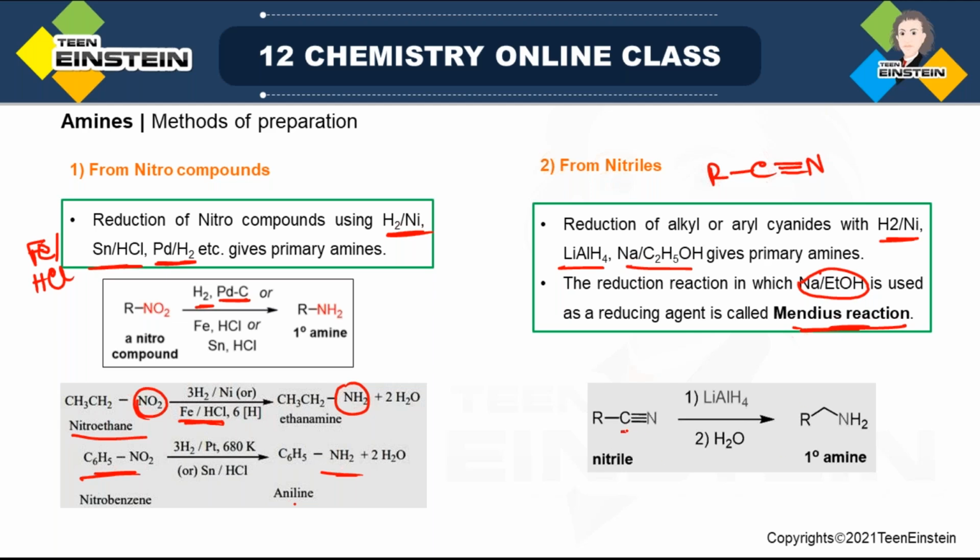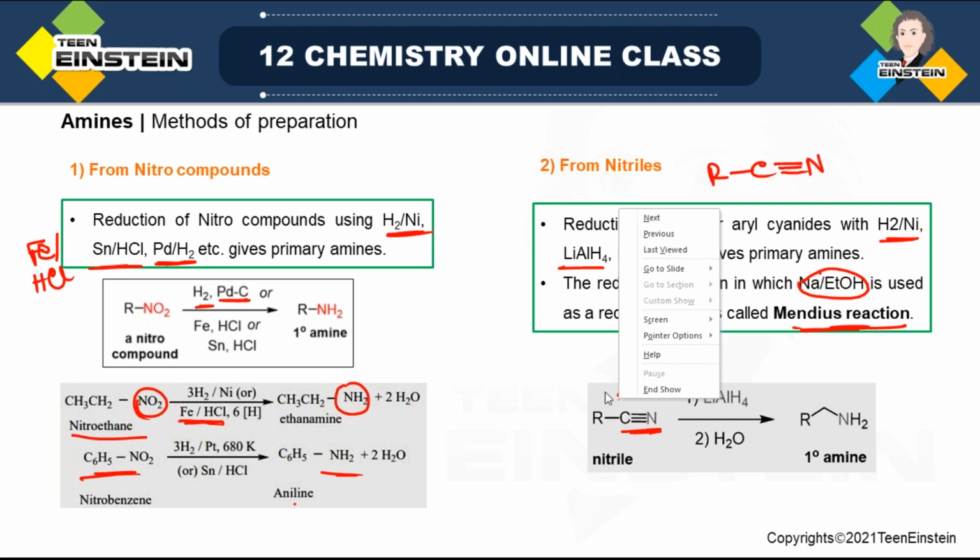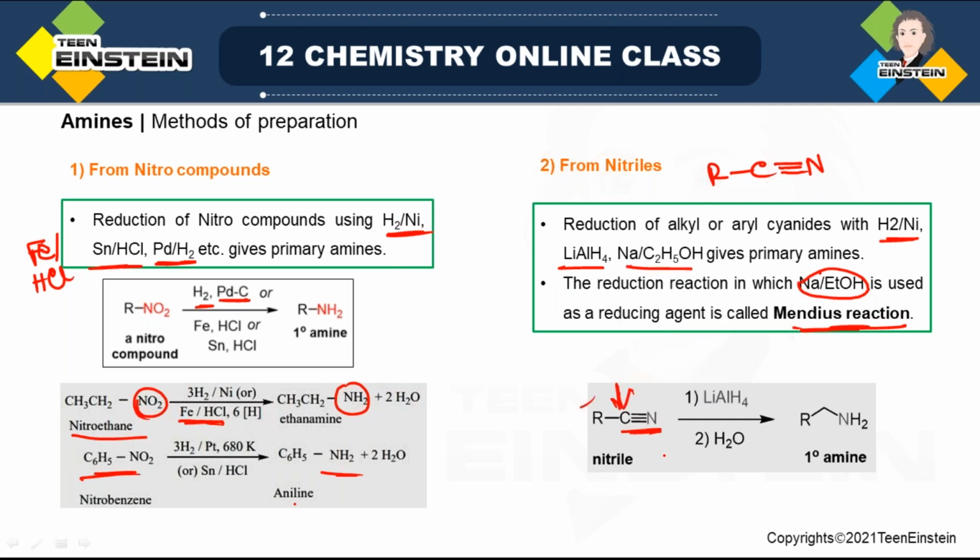So this C triple bond N, what happens? A total of 4 hydrogens will be added. 2 hydrogens will be attached to carbon and 2 hydrogens will be attached to nitrogen. So ultimately the triple bond will be removed, and you will get RCH2NH2. So in this case, suppose you are starting from some RX, and then RCN, you are making RCN from RX, then you are reducing it.